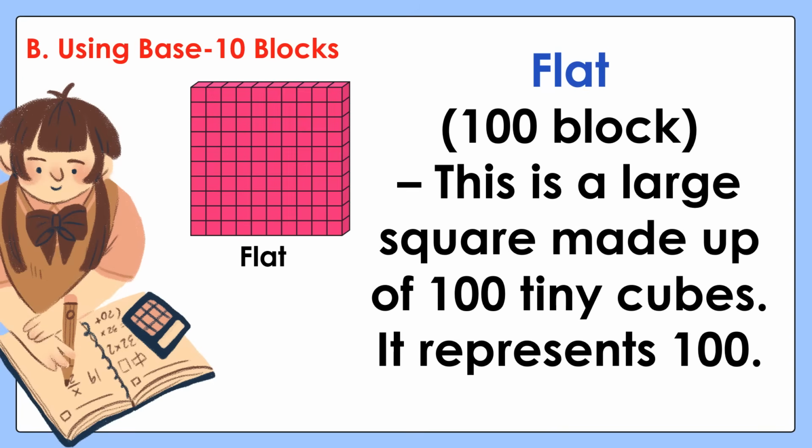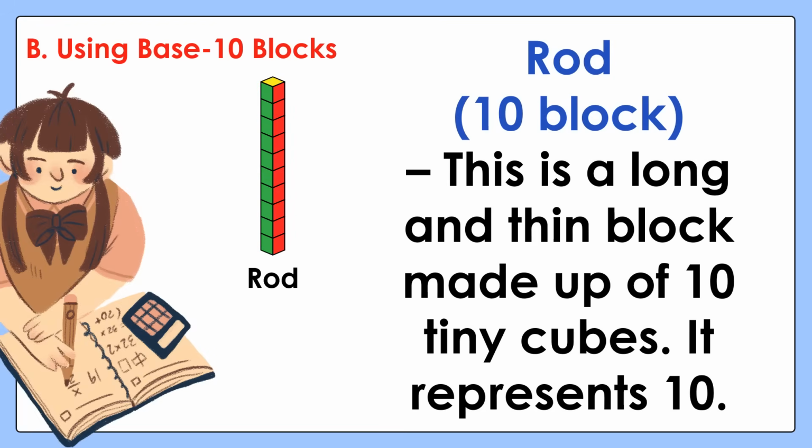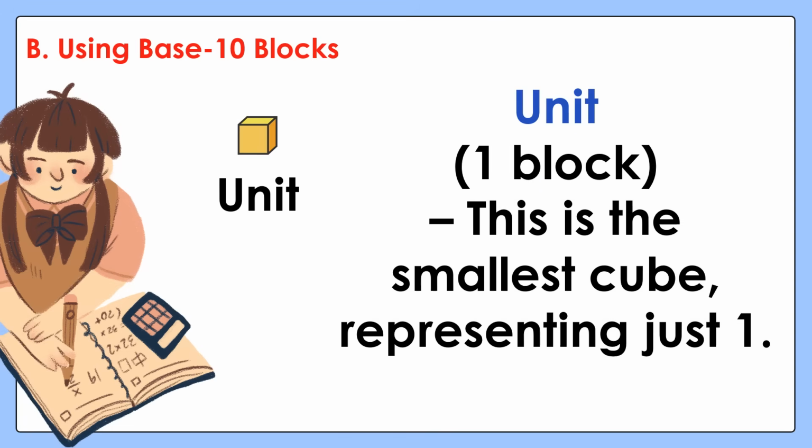Flat, 100 block. This is a large square made up of 100 tiny cubes. It represents 100. Rod, 10 block. This is a long and thin block made up of 10 tiny cubes. It represents 10. Unit, 1 block. This is the smallest cube, representing just 1.